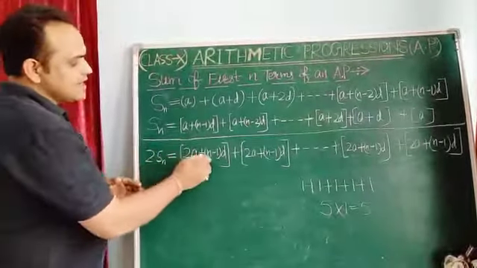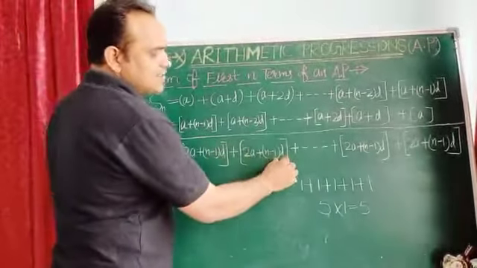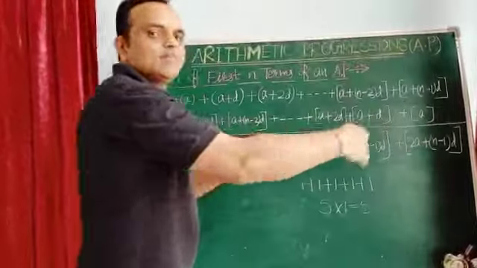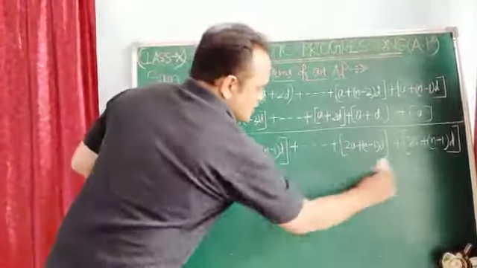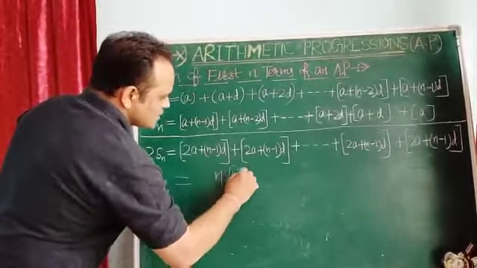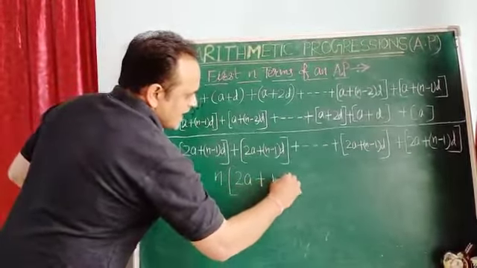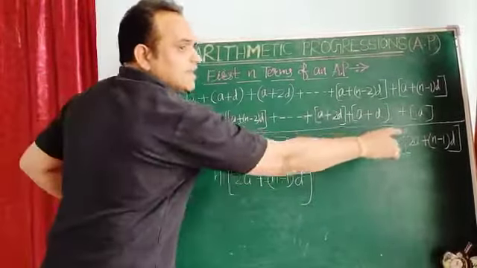In the same way, this 2a plus (n minus 1) into d is coming n number of times. So when we add all these terms, whatever is coming here, I am writing it is n times 2a plus (n minus 1) into d, because it is coming n number of times here.